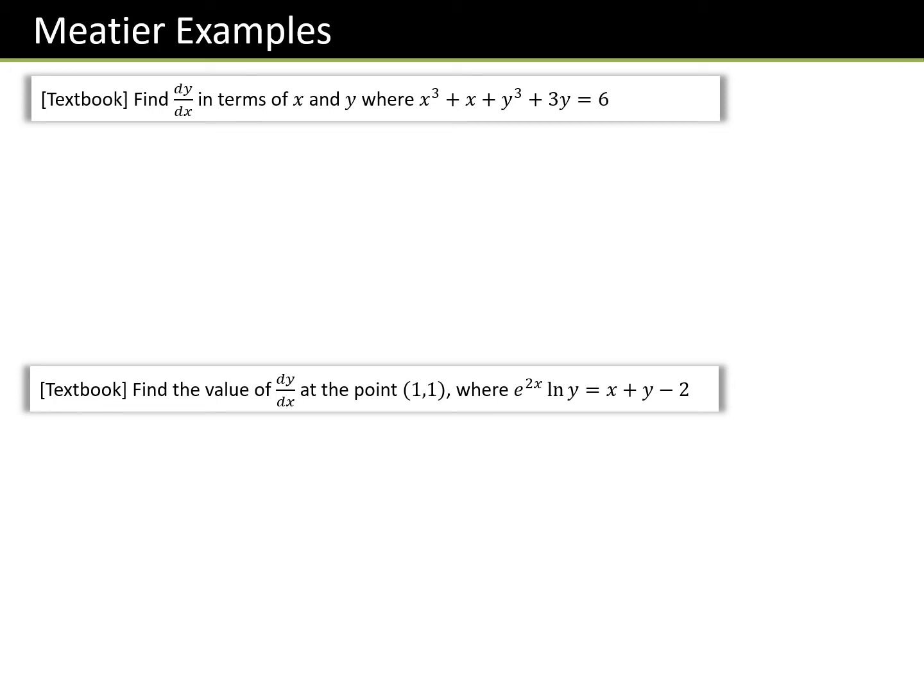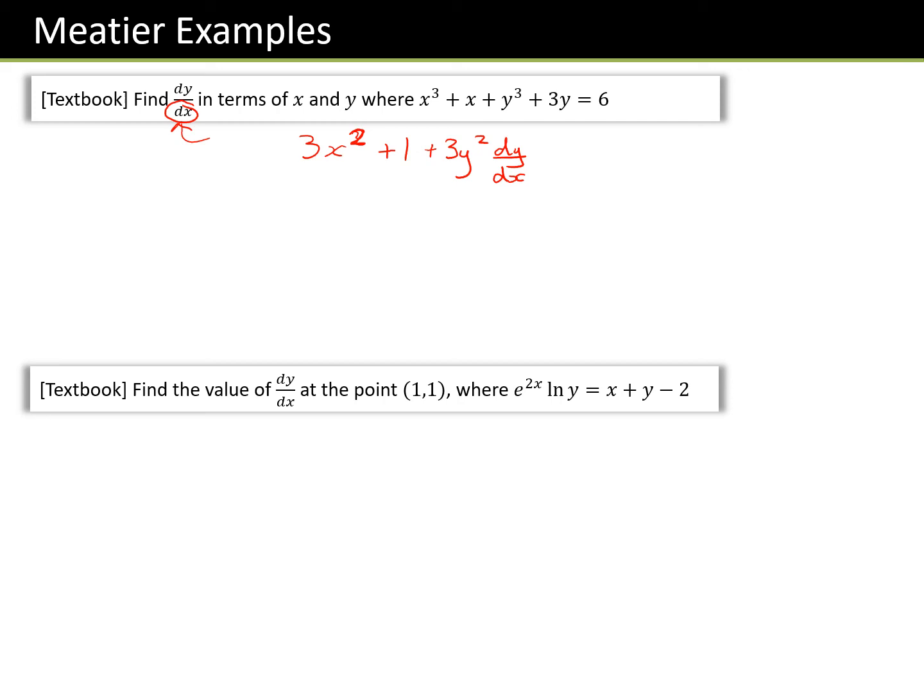So let's differentiate this with respect to x. We're differentiating with respect to x, so x cubed differentiated is 3x squared. X differentiated is just 1. Now y cubed differentiated with respect to x: differentiate it normally, but then multiply it by dy by dx.